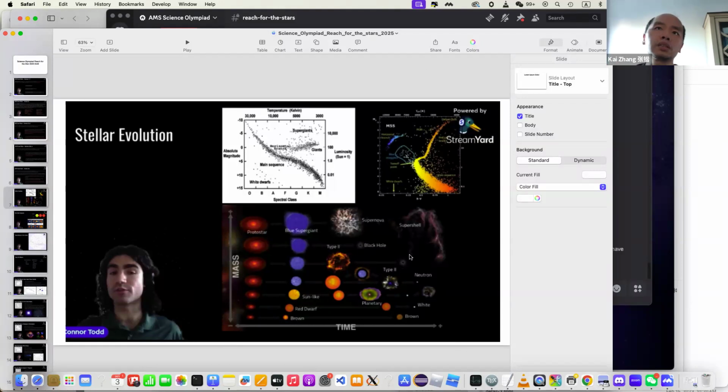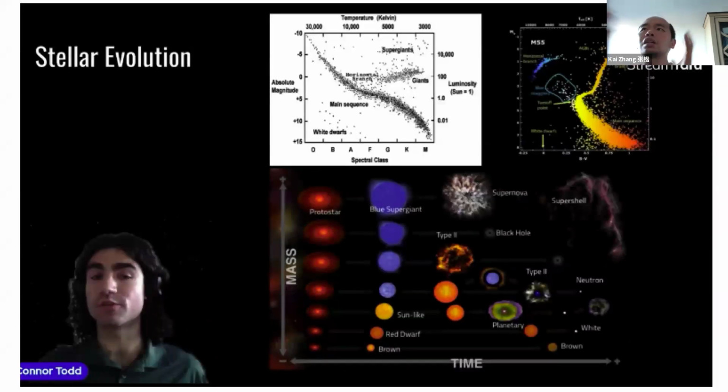And here is another HR diagram. This is an HR diagram for M55. M55 is probably an open cluster. An open cluster means a cluster of stars that all formed at almost the same time. Some of them are big and some of them are small. That is called the initial mass function.